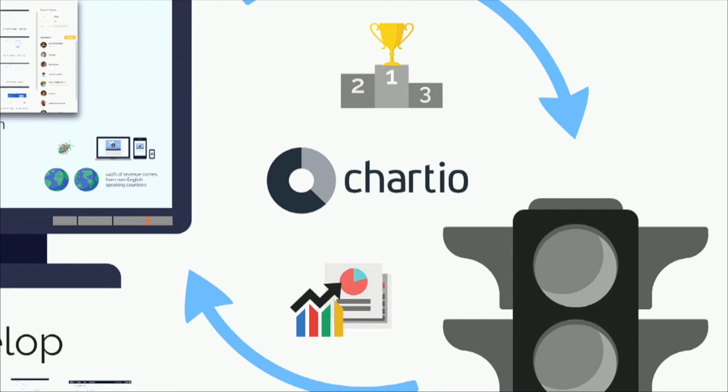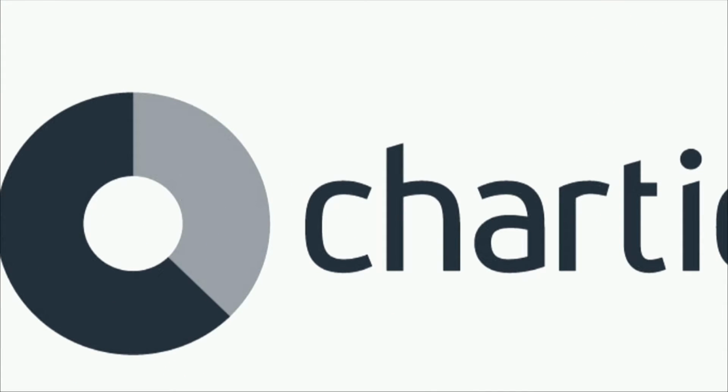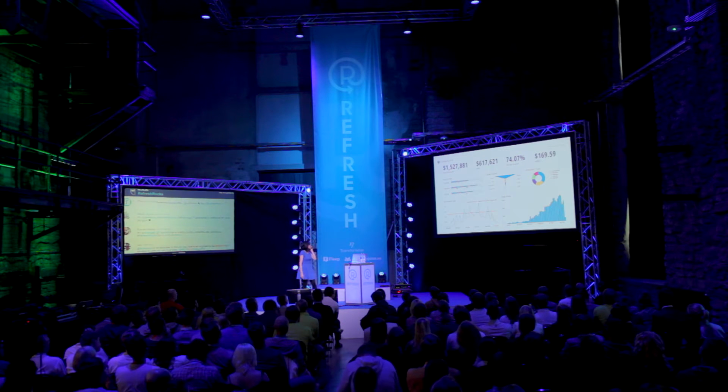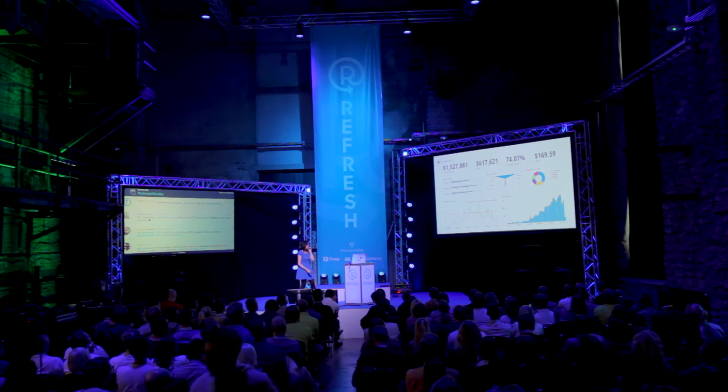We like to use Chart.io to plot our data and share it within the company. Unfortunately, I couldn't show you real data from Prezi, but here's an example screenshot from Chart.io showing company KPIs or key performance indicators. A graph that we like to use at Prezi is something like this conversion rate on the bottom right of new users who are coming in over time.